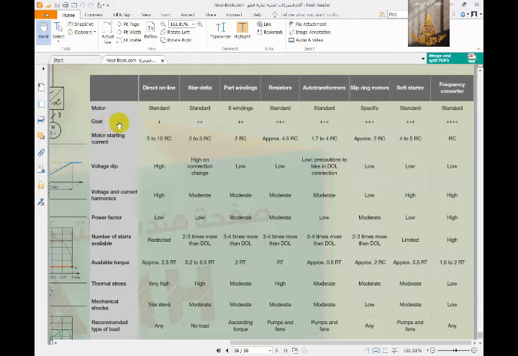According to cost, of course, the lowest cost is direct online, because you just need a contactor to do it. Star delta costs a little bit more. Part winding also costs more, and this cost is according to the motor cost, because it's 6 windings, so its cost is higher than the standard motor. Resistors cost a little bit more, and auto transform is a little bit more also.